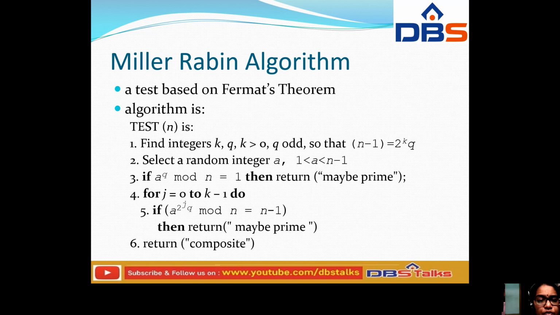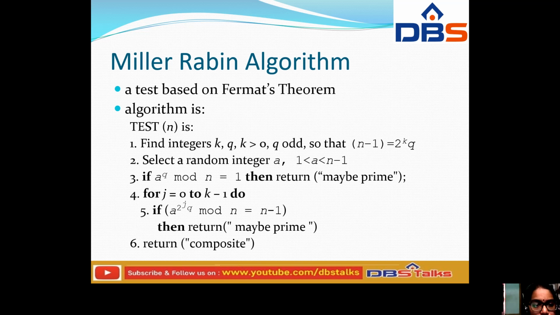So from this we can select a random number a, that is 1 < a < n minus 1. So if a power q modulo n is equal to 1, then we can return that it may be prime. For j equal to 0 to k minus 1, you have to perform the loop operation here, where k should be greater than 0. K is the limit that we are going to take there.